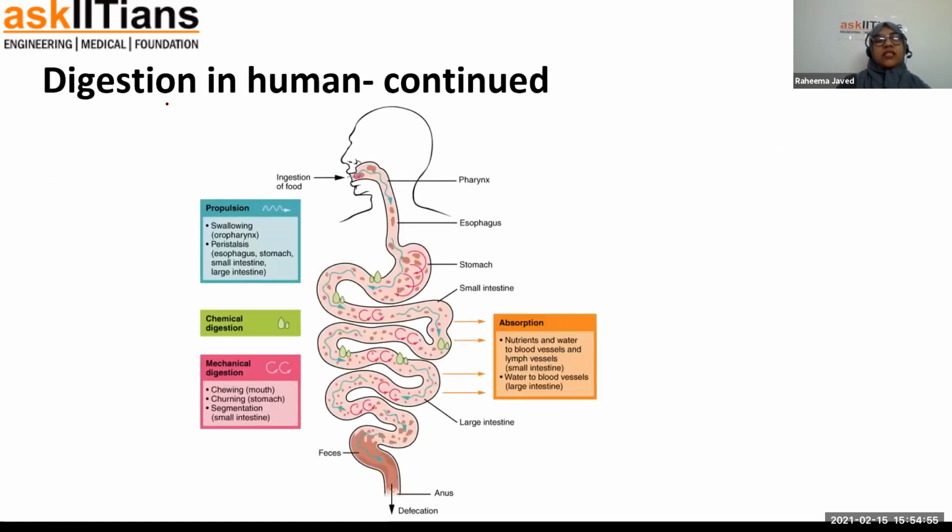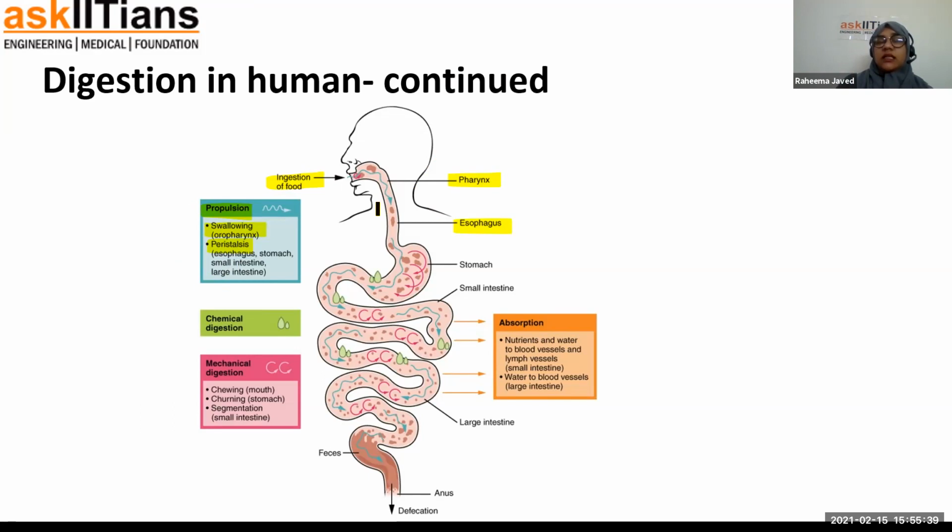So this picture basically shows all the steps in the process of digestion. First is the ingestion of food, where the mechanical digestion of food is taking place in the mouth with the help of teeth. Saliva is also being secreted, and the food is getting mixed with the saliva. Then it is swallowed, and by way of the pharynx, it reaches the esophagus. This process is known as propulsion, and propulsion involves swallowing, and then the movement of the muscles of the whole alimentary canal starting from the esophagus.